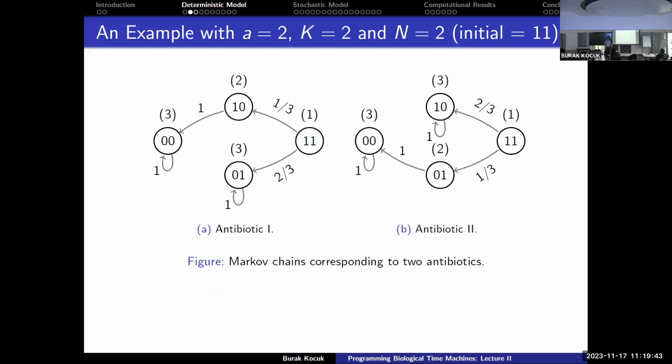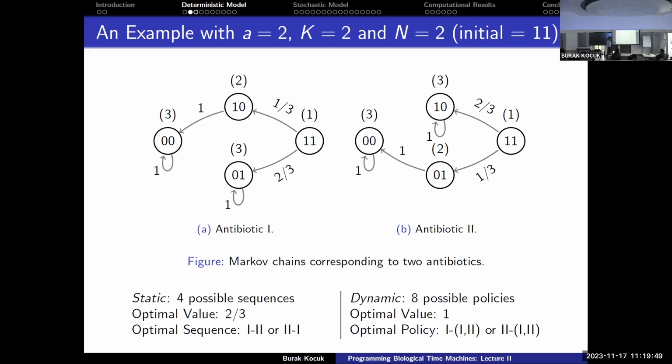Okay, your favorite example from today. Now, in addition to the static problem, I want to motivate the dynamic. So what was the issue with the static? Well, after you apply 1 1, you don't know whether you went to 1 0 or 0 1, and you blindly make your second step.